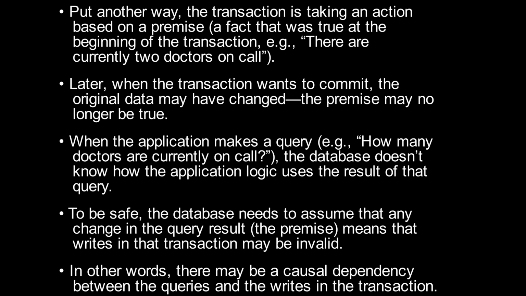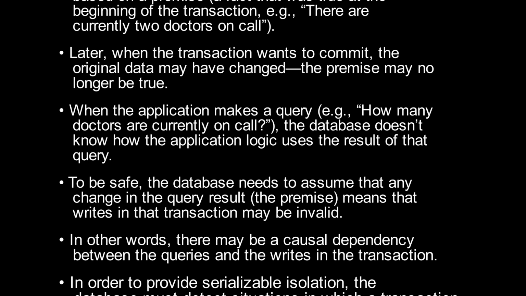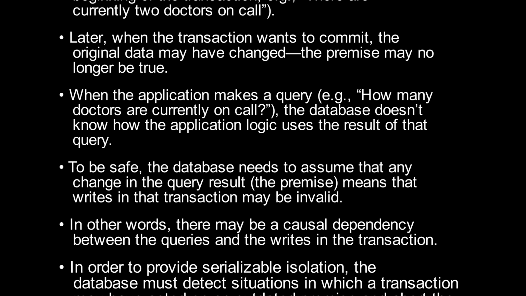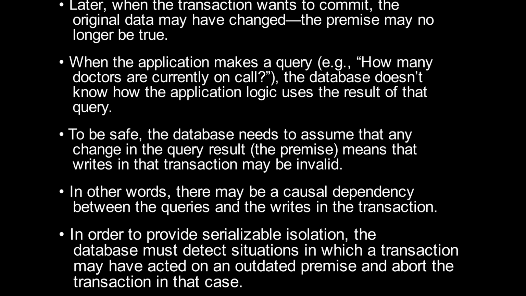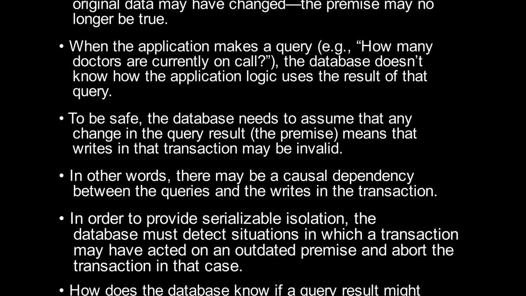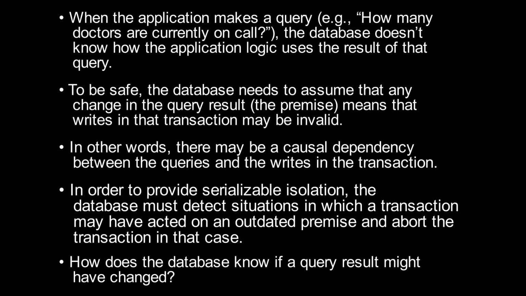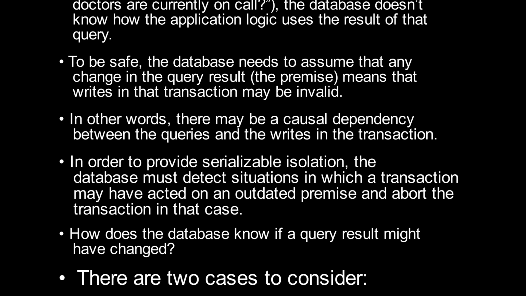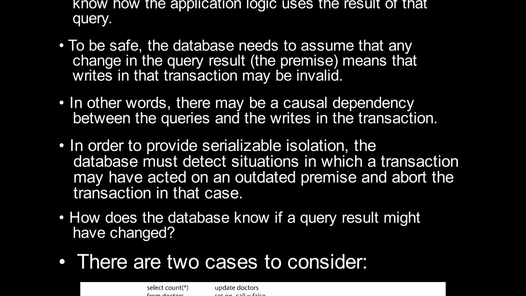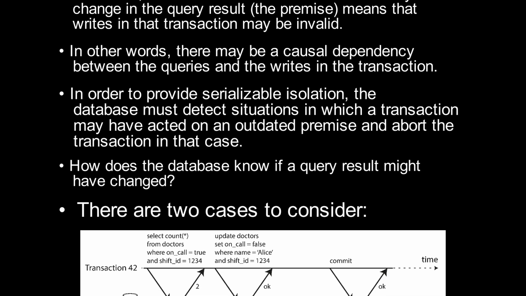To be safe, the database needs to assume that any change in the query result, the premise, means that writes in that transaction may be invalid. In other words, there may be a causal dependency between the queries and the writes in the transaction. In order to provide serializable isolation, the database must detect situations in which a transaction may have acted on an outdated premise and abort the transaction in that case. How does the database know if a query result might have changed? There are 2 cases to consider.